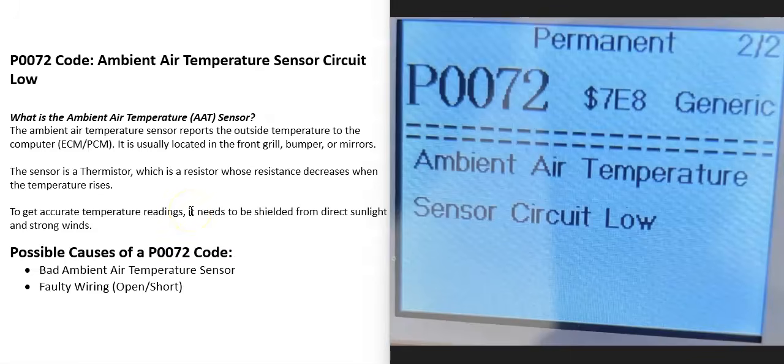So today I'm talking about a P0072 code, what it is and how you can go about fixing it. And so what is a P0072 code? Well, it's an ambient air temperature sensor circuit low. And so what does this mean?